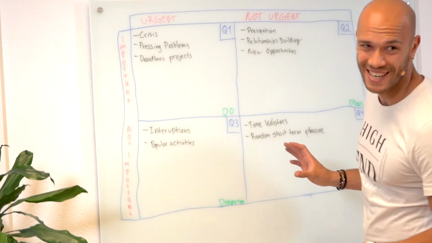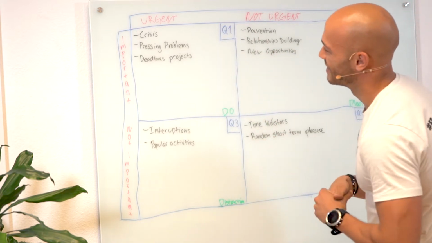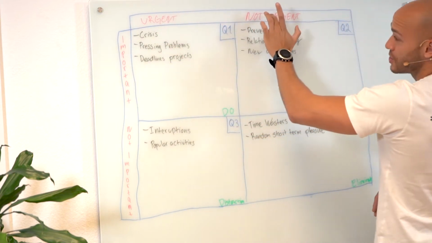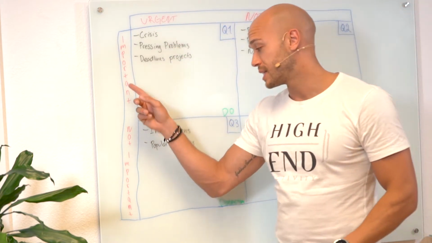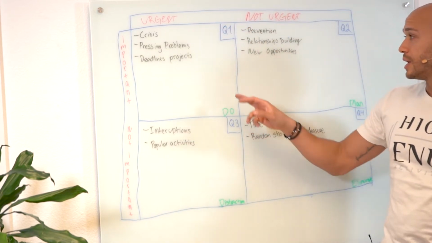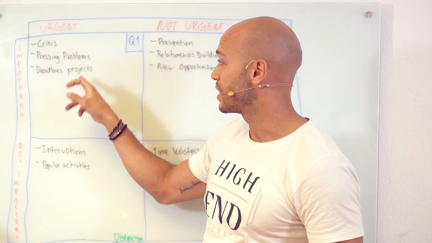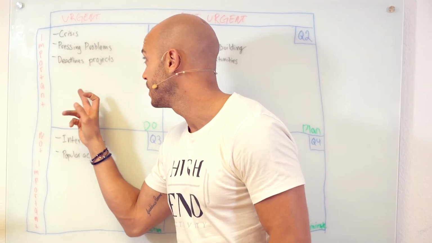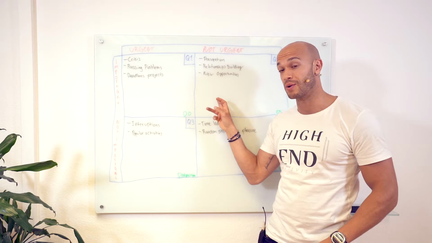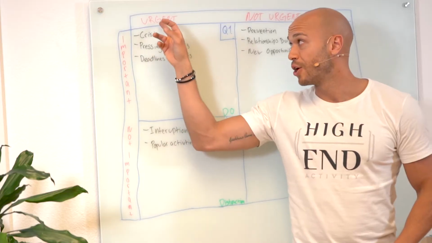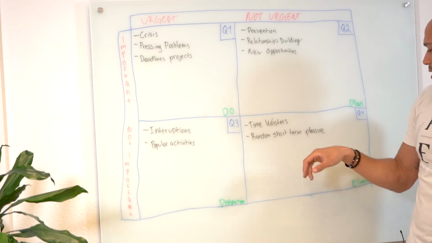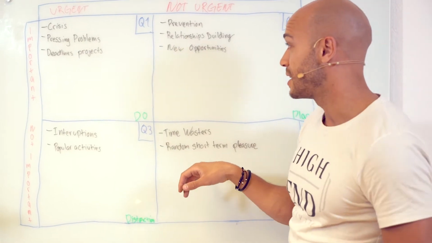I apologize for my not so beautiful squares here, but we have what is urgent and not urgent, and important and not important. So this is quadrant 1, 2, 3, 4. In quadrant 1 you obviously have things that are urgent and important. In quadrant 2, you have not urgent, but very important. Quadrant 3 is urgent, but not important. In quadrant 4, you have things that are not urgent and not important.